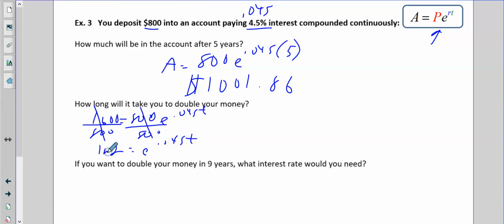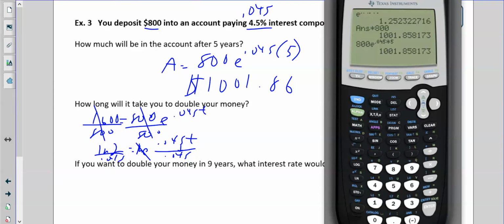I'm going to ln both sides. This basically drops down. I'm going to divide both sides by 0.045. I can just type that in. ln 2, close the parentheses, divided by 0.045. And I get about 15.4 years.